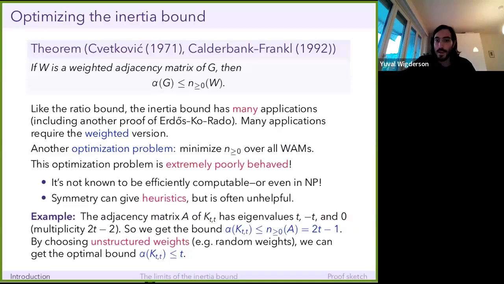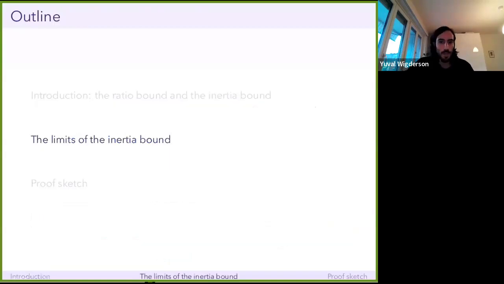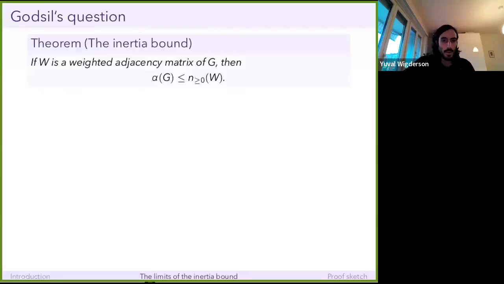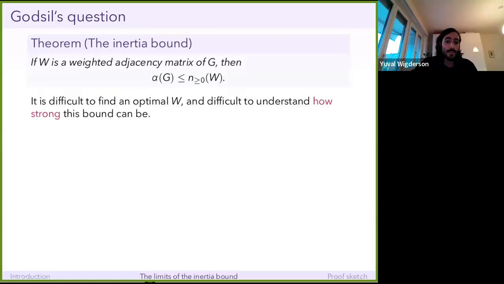Okay, so if not, I'll move on to the next part of the talk, which is about the limits of the inertia bound. So again, this is the inertia bound that we now hopefully all know and love. And as I was saying, it's very difficult to understand what the optimal weighted adjacency matrix is. And therefore, it's very difficult to know how good this bound actually might be in general.